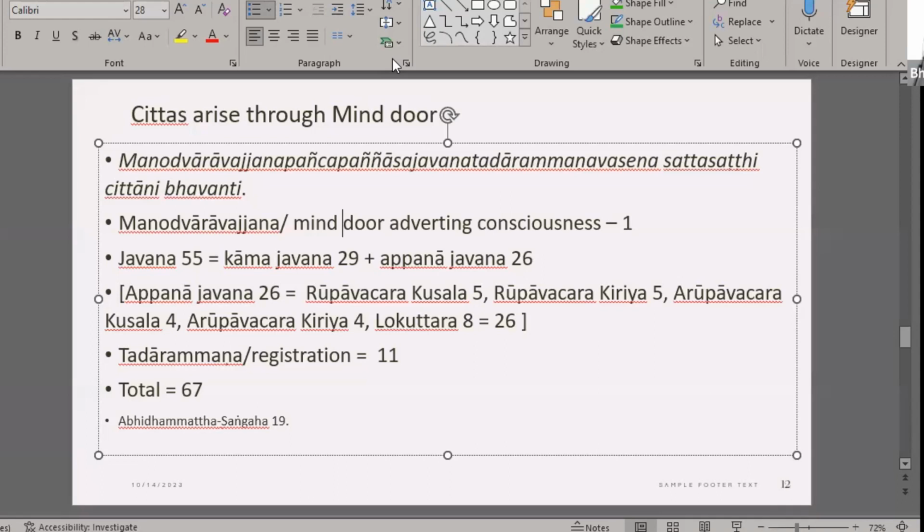Please try to be familiar with these terms, because when we go to Vīthi-Paricceda, the chapter on the cognitive process, we will just tell these names, so we should be familiar with these terms. Appana Javana: Rupavachara, Arupavachara, and Lokuttara. This is the term for those Javana Chittas. How many Appana Javana?